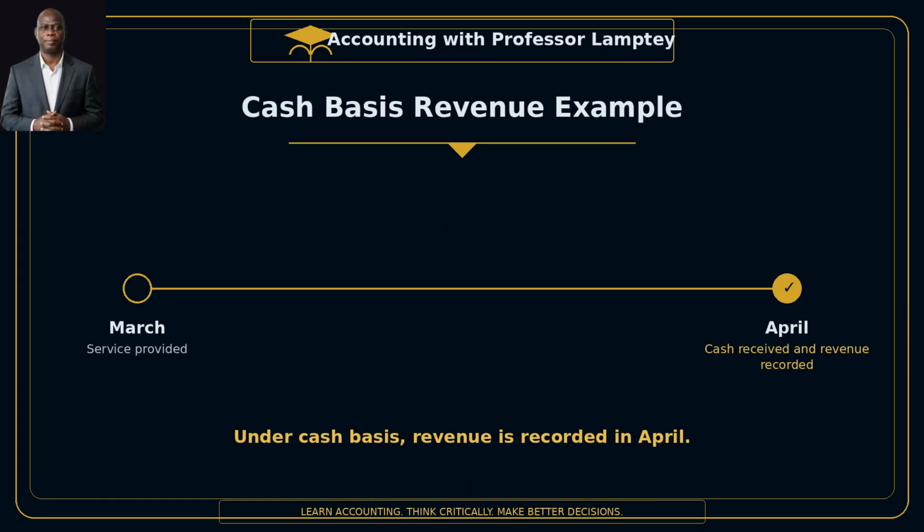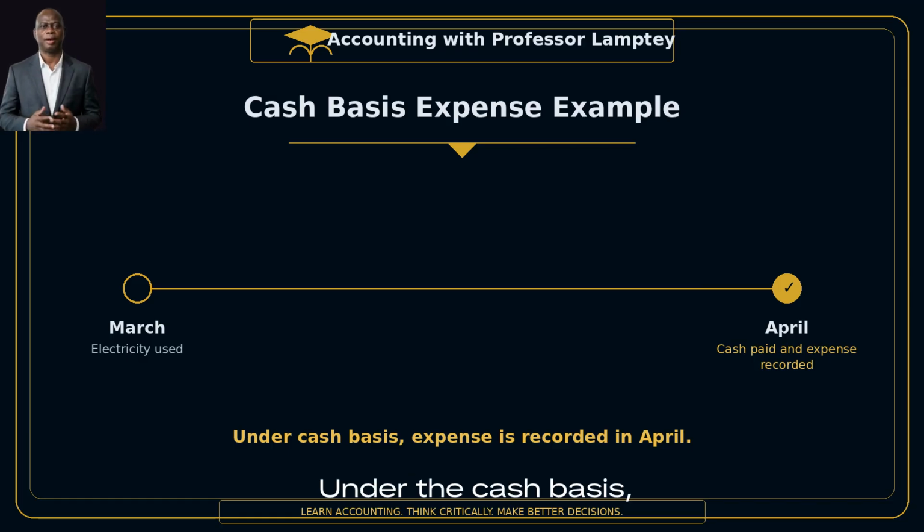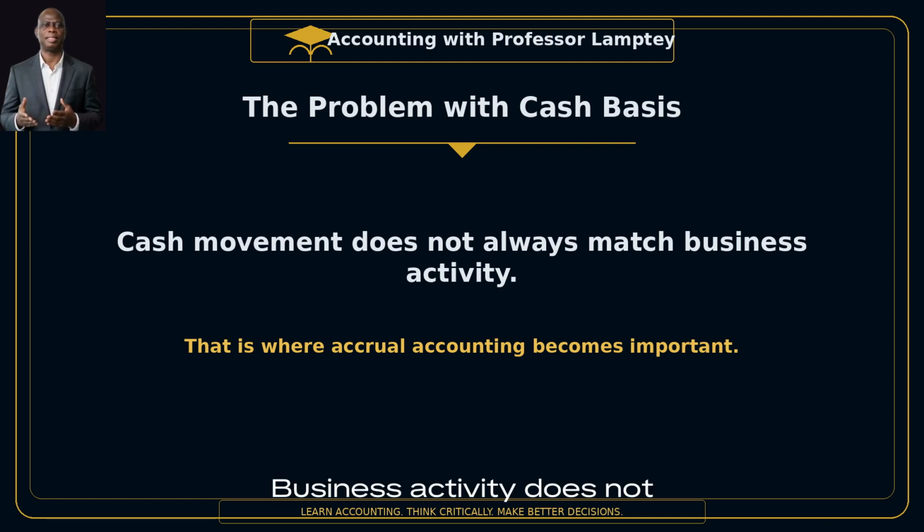Let's use a simple example. Suppose your business provides services to a customer in March. The customer pays you $1,000 in April. Under the cash basis, you record the revenue in April because that is when you received the cash. Now suppose your business uses electricity in March, but you pay the electric bill in April. Under the cash basis, you record the expense in April because that is when you paid the cash. So cash basis accounting follows the cash. If cash has not moved, nothing is recorded. Very simple. But there is a problem. Business activity does not always happen at the same time as cash movement. That is where accrual accounting becomes important.